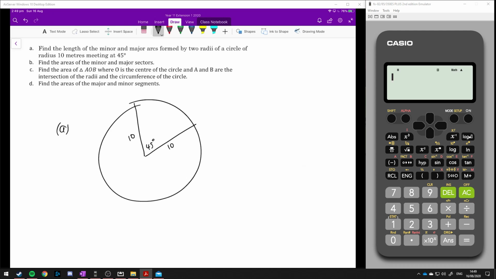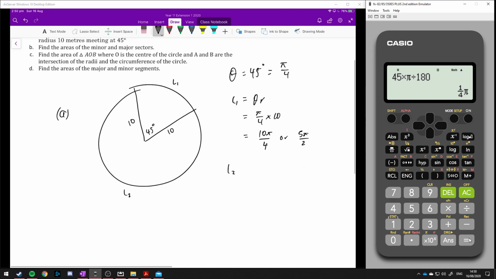So what we're going to do is find the length of the minor and major arcs. So we're going to find L1 and L2. So for L1, first we're going to find our theta value, so 45 degrees. Converting that into radians, we times it by pi on 180, and that gives us a quarter pi. So 45 degrees is equal to pi on 4. So length 1 is equal to theta r, which is pi on 4 times 10. So that's 10 pi on 4, or 5 pi on 2.